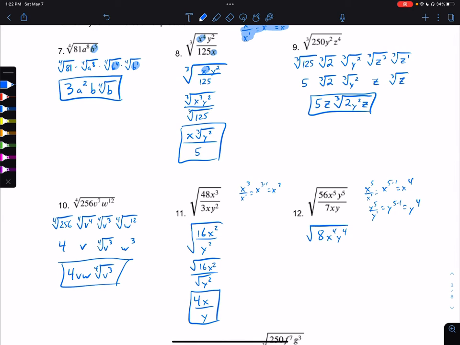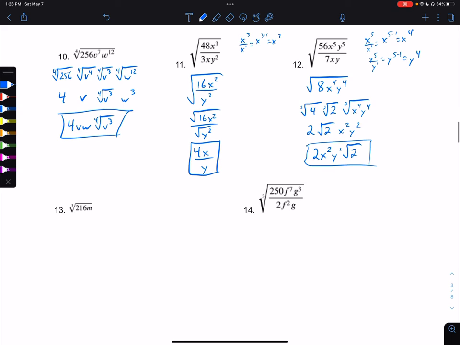All right, 8 is not a perfect square. However, 8 can be split into 4 times 2. And then the other two, we'll keep them together. No reason not to. Remember the index, if it's not written, is a 2. So sometimes that's helpful to write in. It's up to you. Square root of 4 is 2. Square root of 2 we can leave alone. Square root of x to the 4th is x squared and y to the 4th is y squared. So 2x squared, y squared, radical 2. Not so bad.